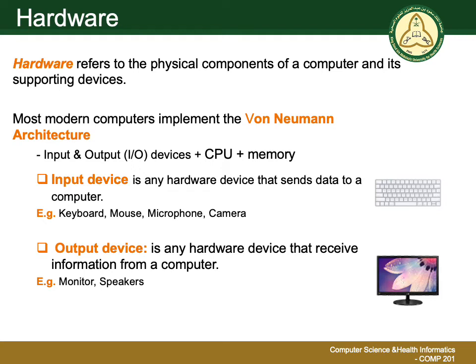An output device is any hardware device that receives information from a computer, such as the monitor and speakers, as an example. With the monitor, we display information from the computer onto the screen to the user, so they can see the information or the data.